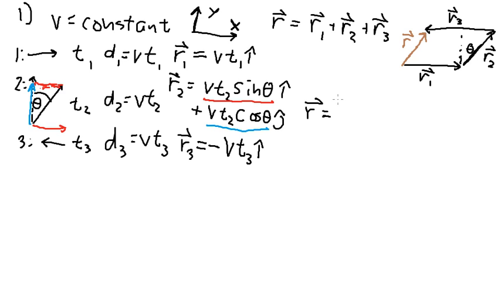So I'm going to put these all together and say v t1 i hat, plus v t2 sine theta i hat, and then minus v t3 i hat.